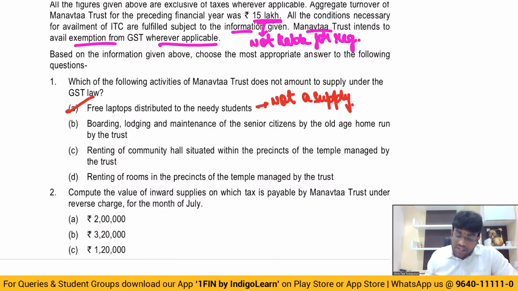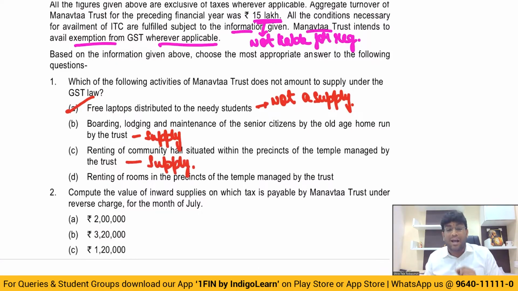Then boarding, lodging, maintenance of senior citizens by old age home run by the trust, that is a supply, but it is exempt supply because it is not 25,000 or more. Renting of community hall, that is also supply, and moreover in this particular case it is taxable because the rent is 10,000 or more. Next, renting of rooms, that is also a supply, but in this case it is exempt because it is only 950 per day. So answer is option A, my dear friends, because they didn't ask what is taxable, what is exempt. They only asked which one is not a supply.